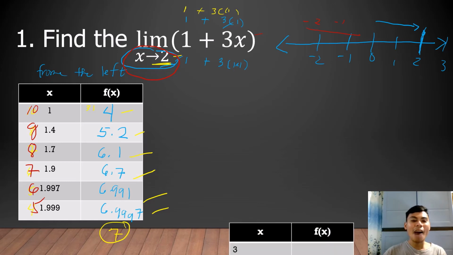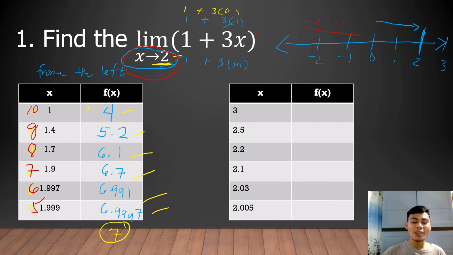Okay, how about from the right? Sige, so hindi lang kasi guys, in using table of values, you will not just use values from the left. It should be also from the right. Okay, so from the right. But again, you have your number line ka na naman, may number line ka na. So, anong ibig sabihin nito? So, you will find values from the right. So, dito.